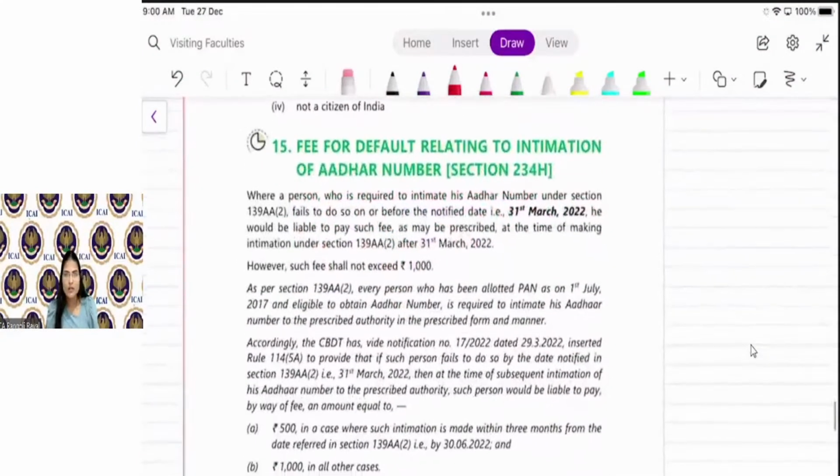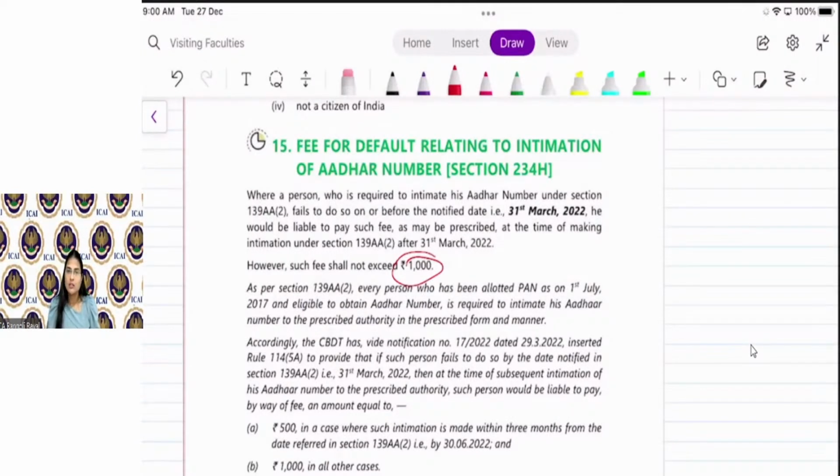Fee for default relating to intimation of Aadhaar number. If you fail to link up to 31st March 22, it is free to link your Aadhaar with your PAN. After 31st March, you are required to pay an additional fee of rupees 1,000 for linking PAN with Aadhaar. Now, it is compulsory for everyone to link their Aadhaar with PAN on or before 31st March 23. So make sure that at your home, everyone's PAN is linked with their Aadhaar.